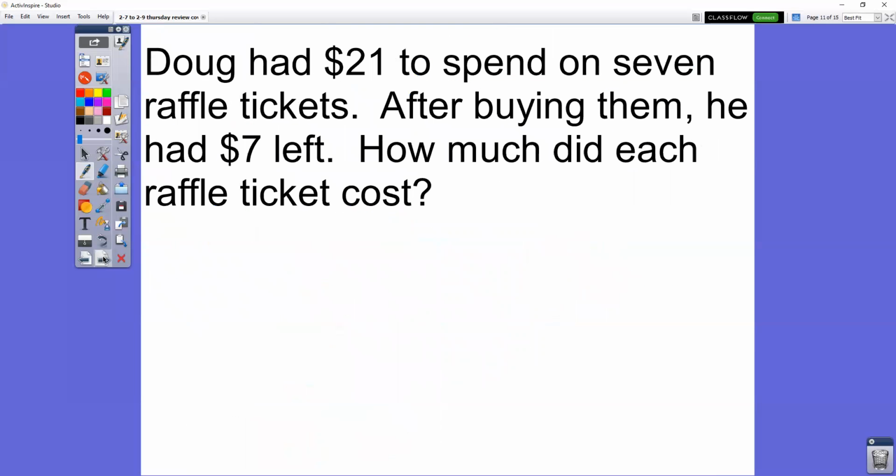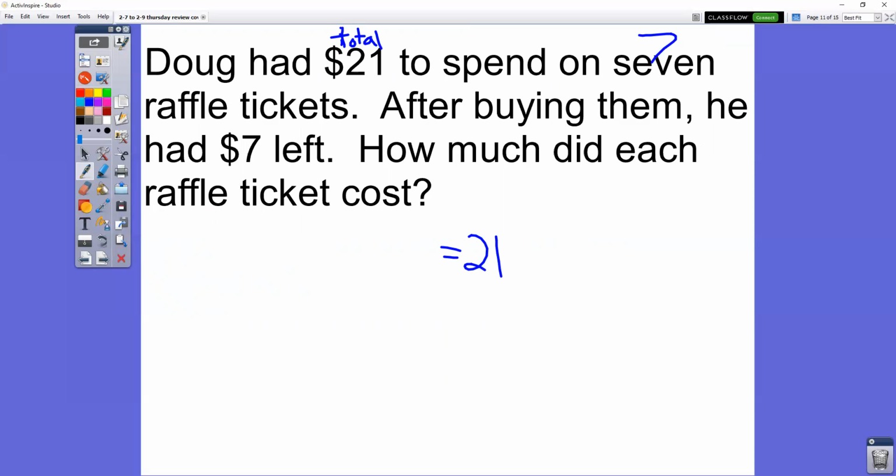So let's take a look at a question. It says Doug had $21 to spend on 7 raffle tickets. Again, a good strategy when you see the word 7 is to write the number 7. After buying them, he had $7 left. How much did each raffle ticket cost? So $21 was your total. So I'm going to set an equal 21 at the end.